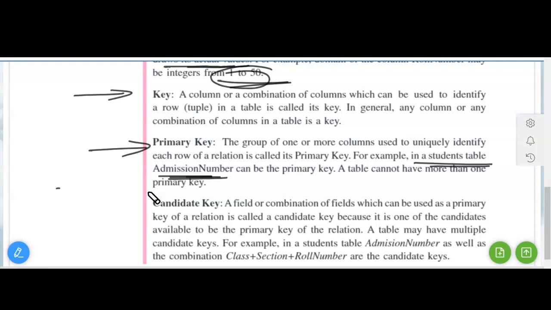A table cannot have more than one primary key. For one table, you have one primary key. More than that is not possible. That is a rule to be followed for a primary key. Next comes candidate key. Candidate key is combination of fields that can be used as a primary key.